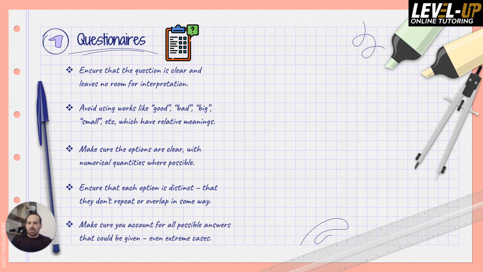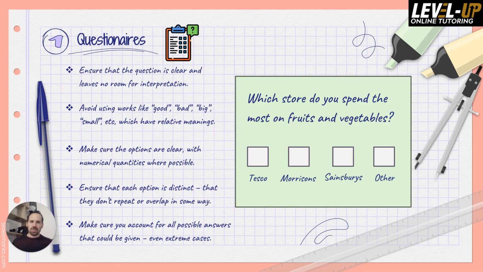And finally, make sure you account for all possible answers. So if you get someone and they don't fit one of those categories, then they might be forced to put in a category that isn't actually accurate, and it's going to influence your results. So you want to account even for extreme cases. Sometimes you might just have an option at the end that is just other, it accounts for all other options. So say something like this.